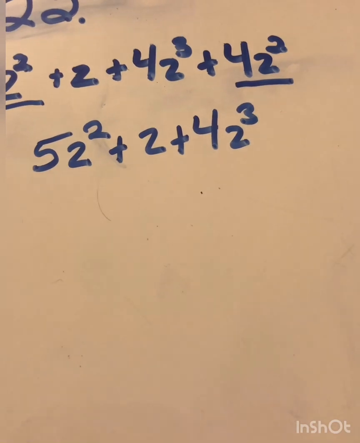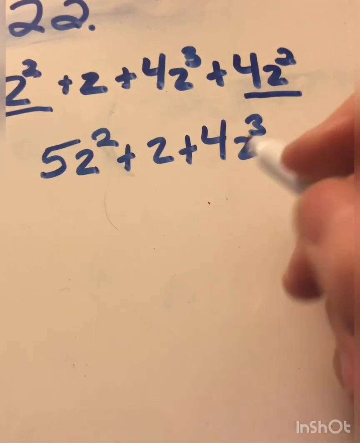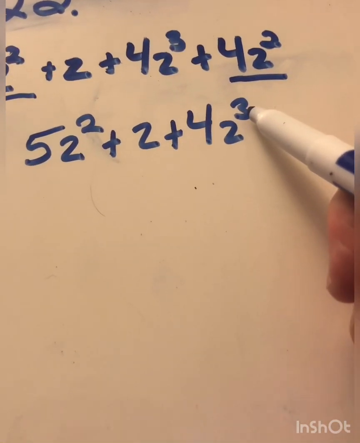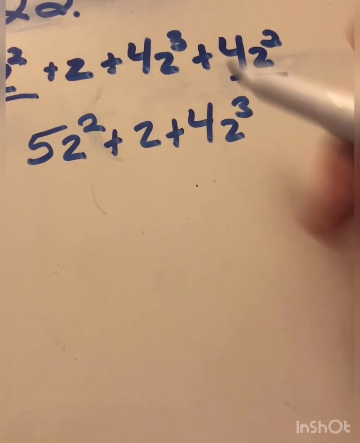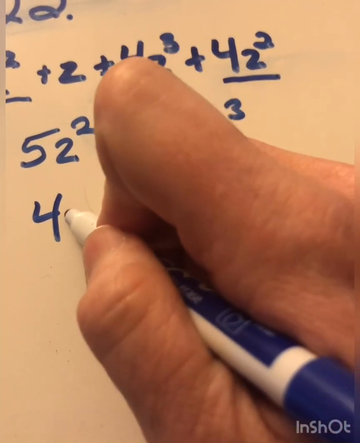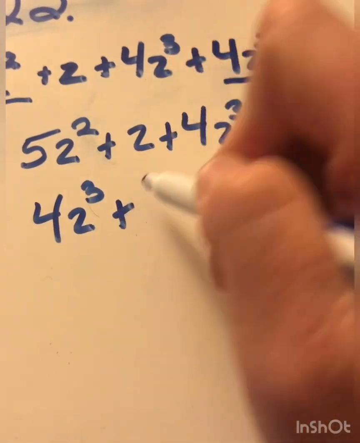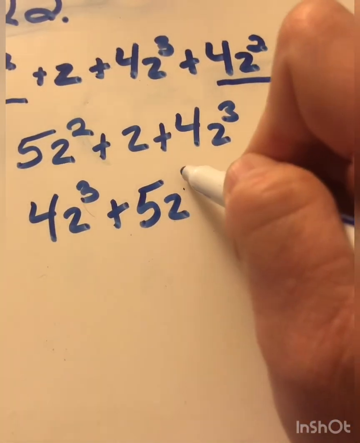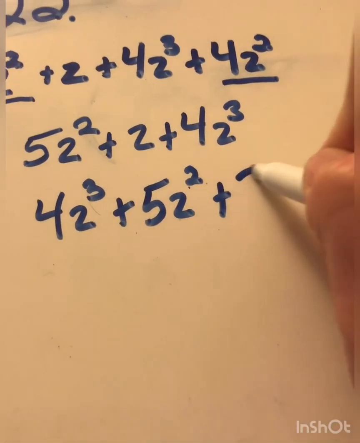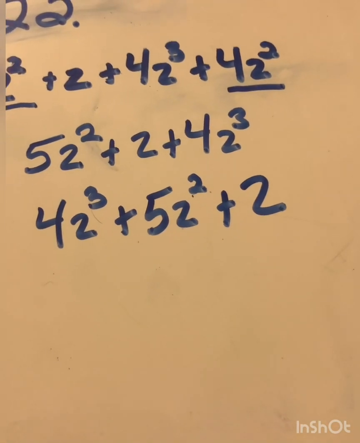That is our answer. We technically should write it so the exponent that has the greatest value should come first. So we should write our answer as 4z cubed plus 5z squared plus z for the final answer, okay?